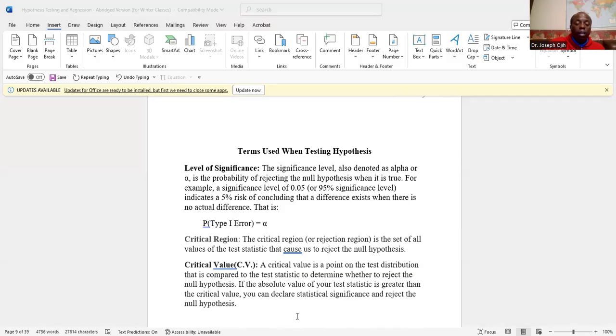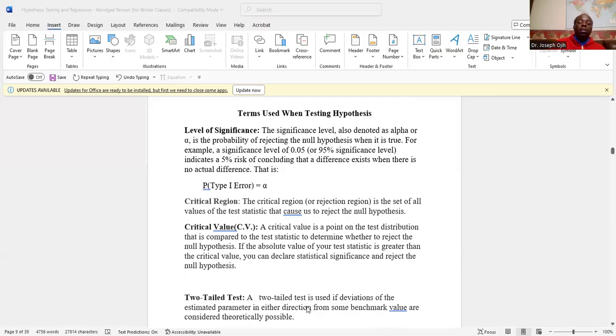The level of significance simply means the alpha. We call it the alpha. It means the probability of rejecting the null hypothesis when it is true. So if you're 95% confident, like we did with confidence intervals, or if your alpha is 0.05, that means you have a 5% chance of rejecting a true null hypothesis. The formula we use to find it is the probability of type 1 error, which will give you the alpha, the significance level.